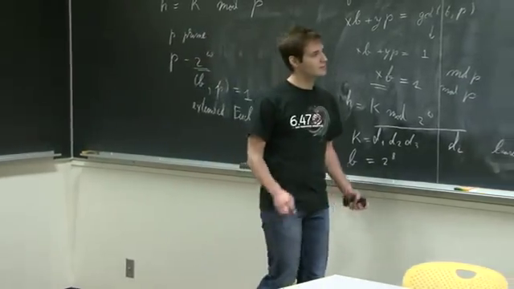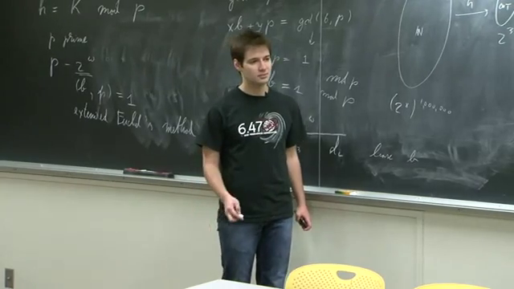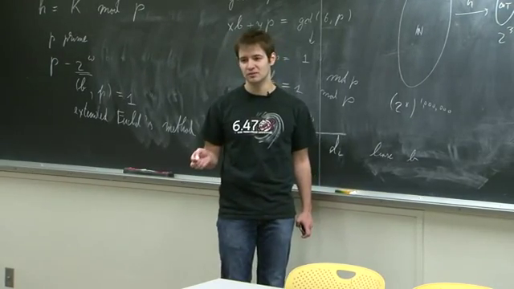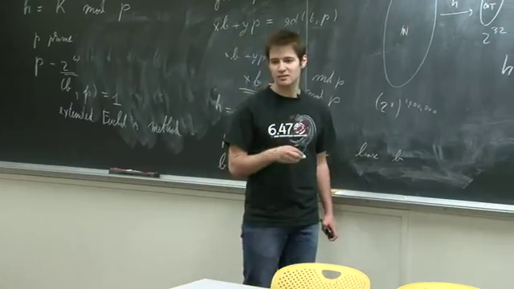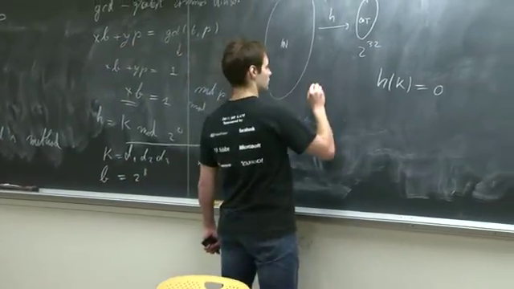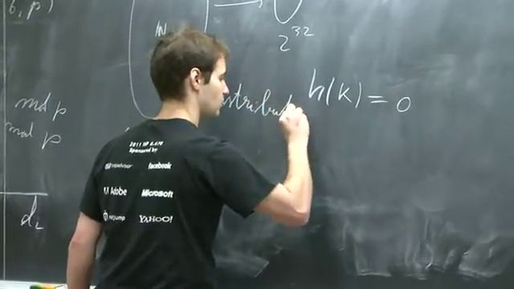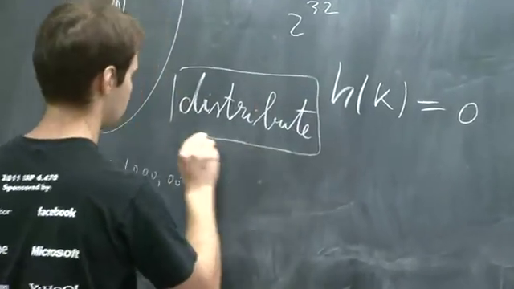All right, so we want something that looks sort of random. The ideal hash function takes an input and gives it a random output, and then stays consistent. So when it sees an input, it returns the same output. So I think distribute is the keyword here.